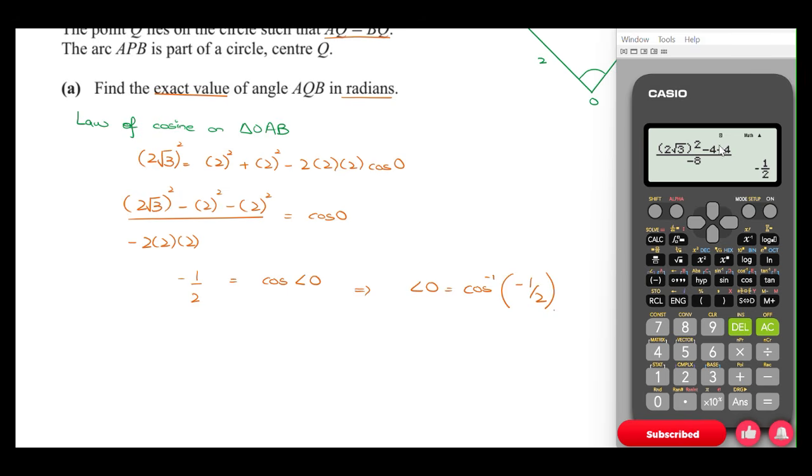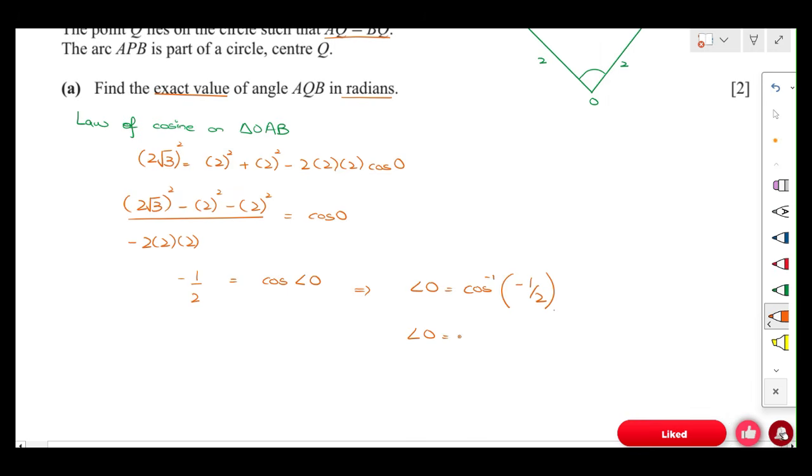My calculator is in degree mode. Let me convert it to radian mode. It's 4. Okay, now let me do cos inverse of the answer. This is 2 pi by 3. So angle O is 2 pi over 3.